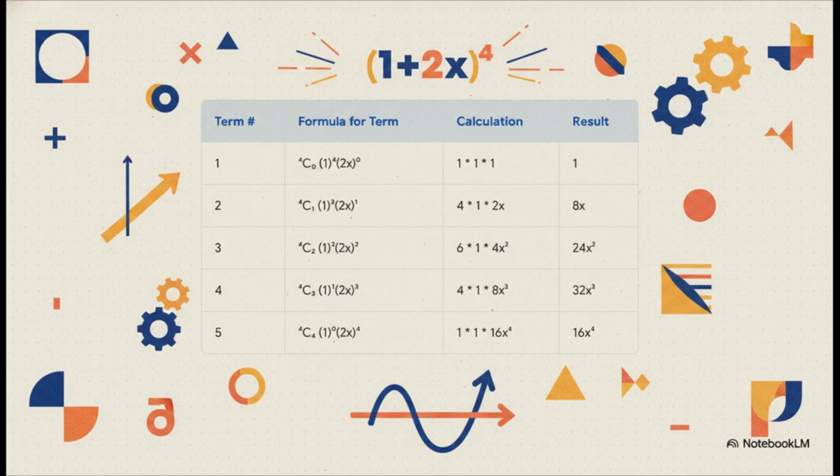The coefficient is 4c2, which we calculate and find out is 6. Our first part, 1, is squared, but that's just 1. Our second part, the 2x, gets squared, which gives us 4x squared. So you just multiply those 3 pieces together, the 6, the 1, and the 4x squared, and boom, you get your term, 24x squared. You just follow that same process for every single term.